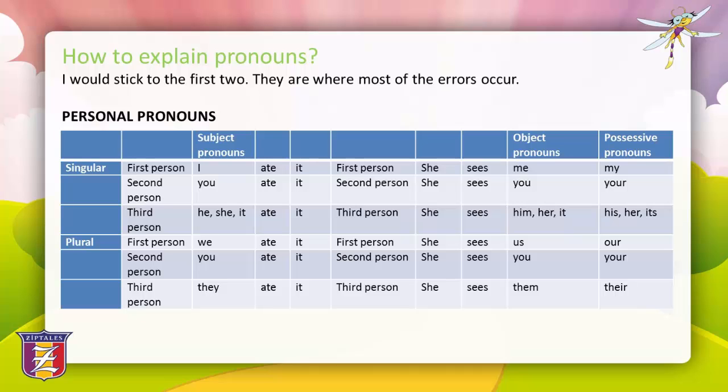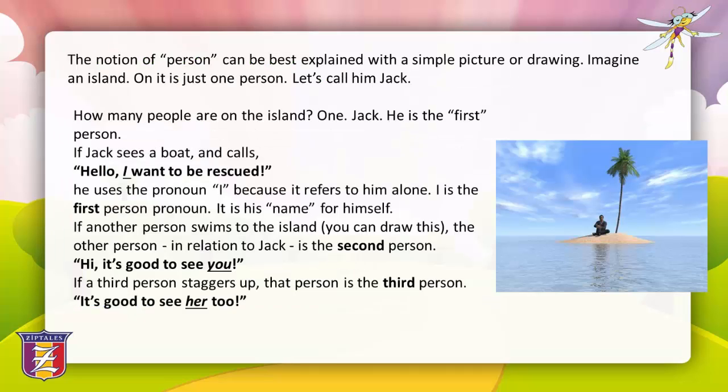Personal pronouns. I, you, he, she, it, we, you, they, in the singular and the plural. And the object pronouns, me, you, him, her, it, us, you, them. And then, of course, the possessive pronouns, my, your, his, her, its, our, your, their. The notion of person, of course, is a complicated one. It can be best explained with a simple picture or drawing.